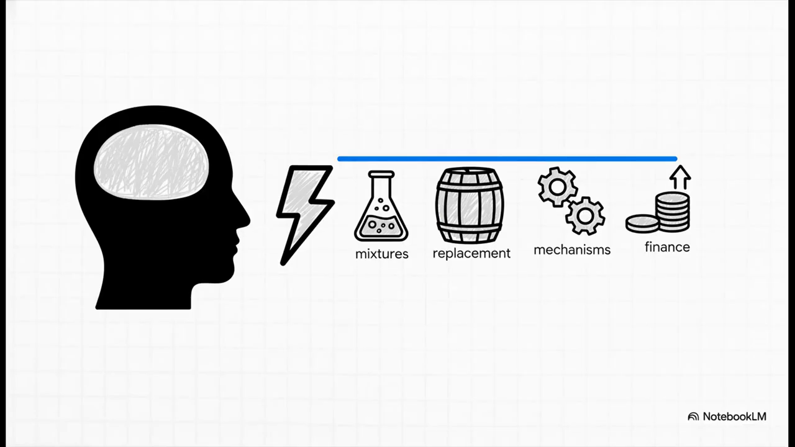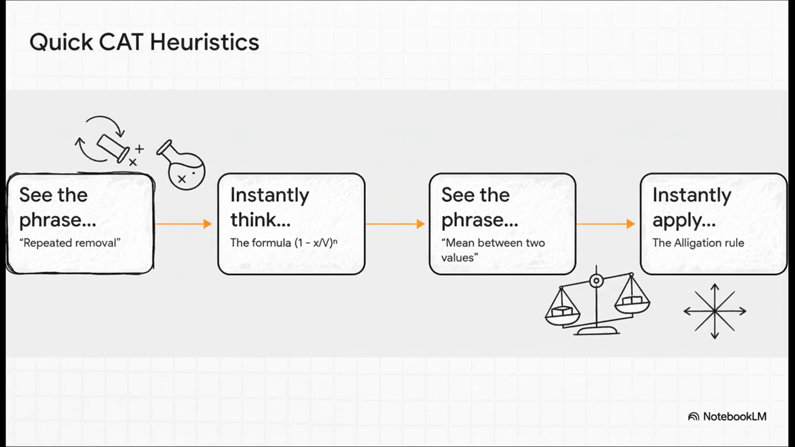So the end goal here is to build mental triggers. Think of them like heuristics or little mental shortcuts. You want to train your brain so that when it sees a certain phrase in a problem, it instantly knows which tool to grab from your toolkit. No hesitation. And it works just like this.